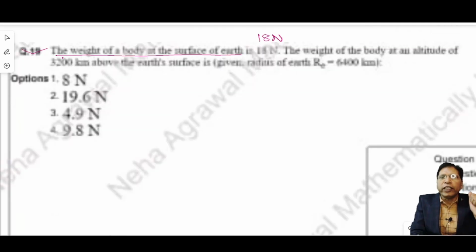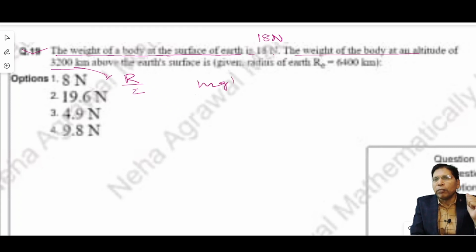Okay. Now question number 19. The weight of a body at the surface of Earth is 80 Newton. The weight of the body at an altitude of 3200 kilometer. Now radius of the earth is 6400 kilometer. So 3200 kilometer is half of the radius. Okay. Now look at this here. mg dash by mg equals R divided by R plus h whole square. Okay. No problem.